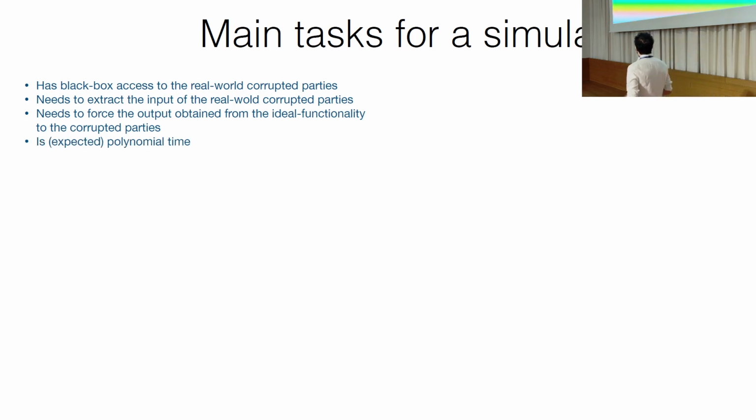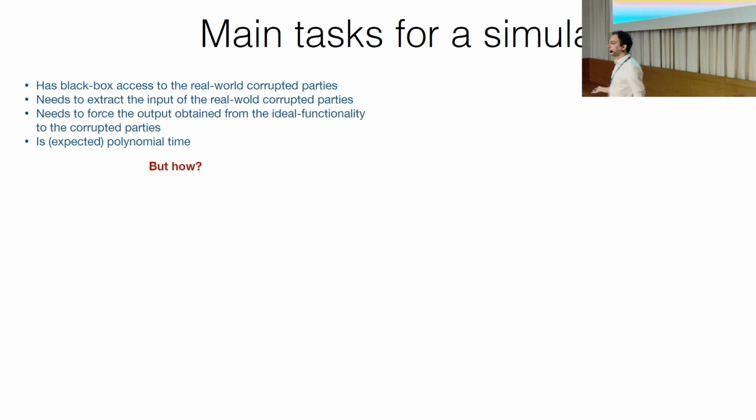And the simulator is polynomial time. Actually, it is expected polynomial time, as we will see here. I will not go into the details of this. So the question now is, how does the simulator do that? It always seems contradictory that we say there exists an algorithm that can extract inputs from parties.